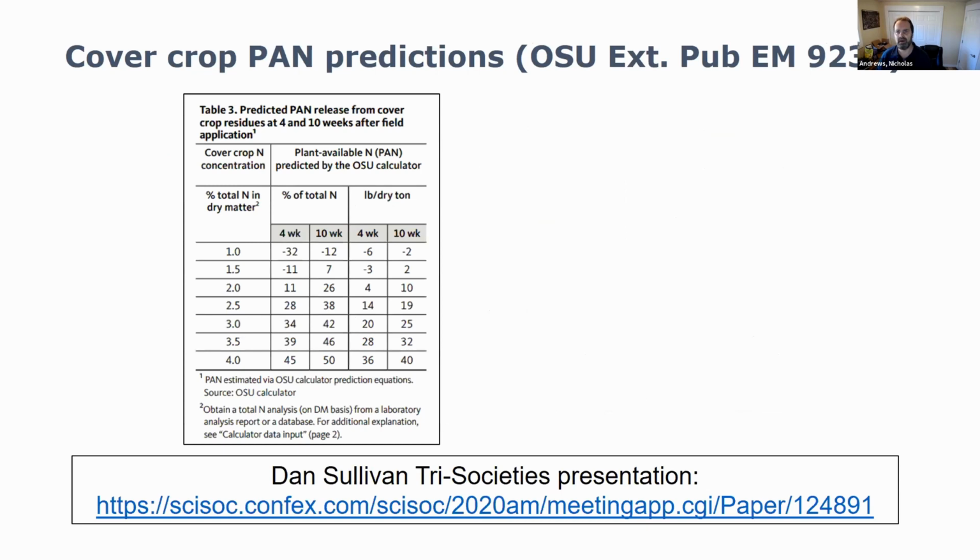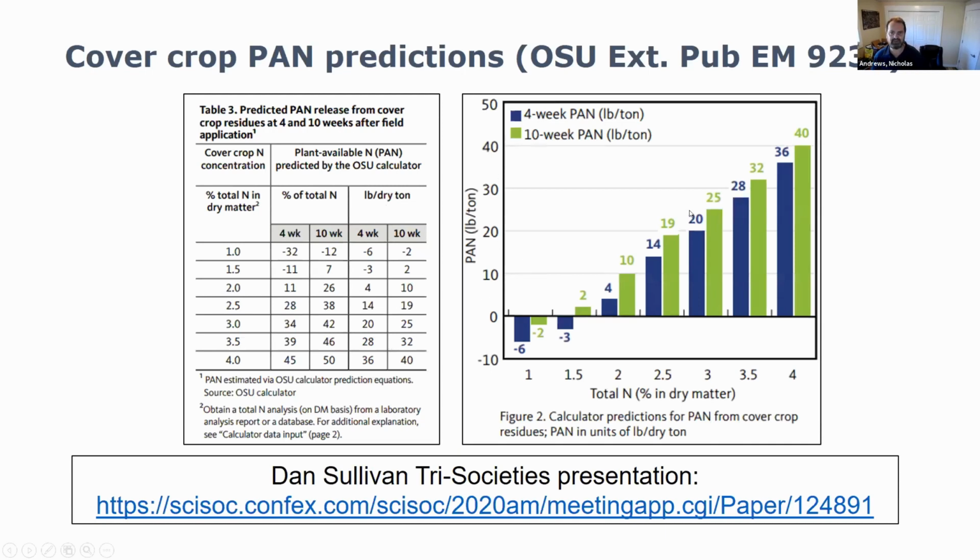In our extension publication, we've got some lookup tables. If you are estimating or if you know the total percent nitrogen in the dry matter in your cover crop, you can look up mineralization rates, either using percent of total nitrogen units here or pounds of plant available nitrogen per dry ton of the cover crop. And this is the same information in a chart.